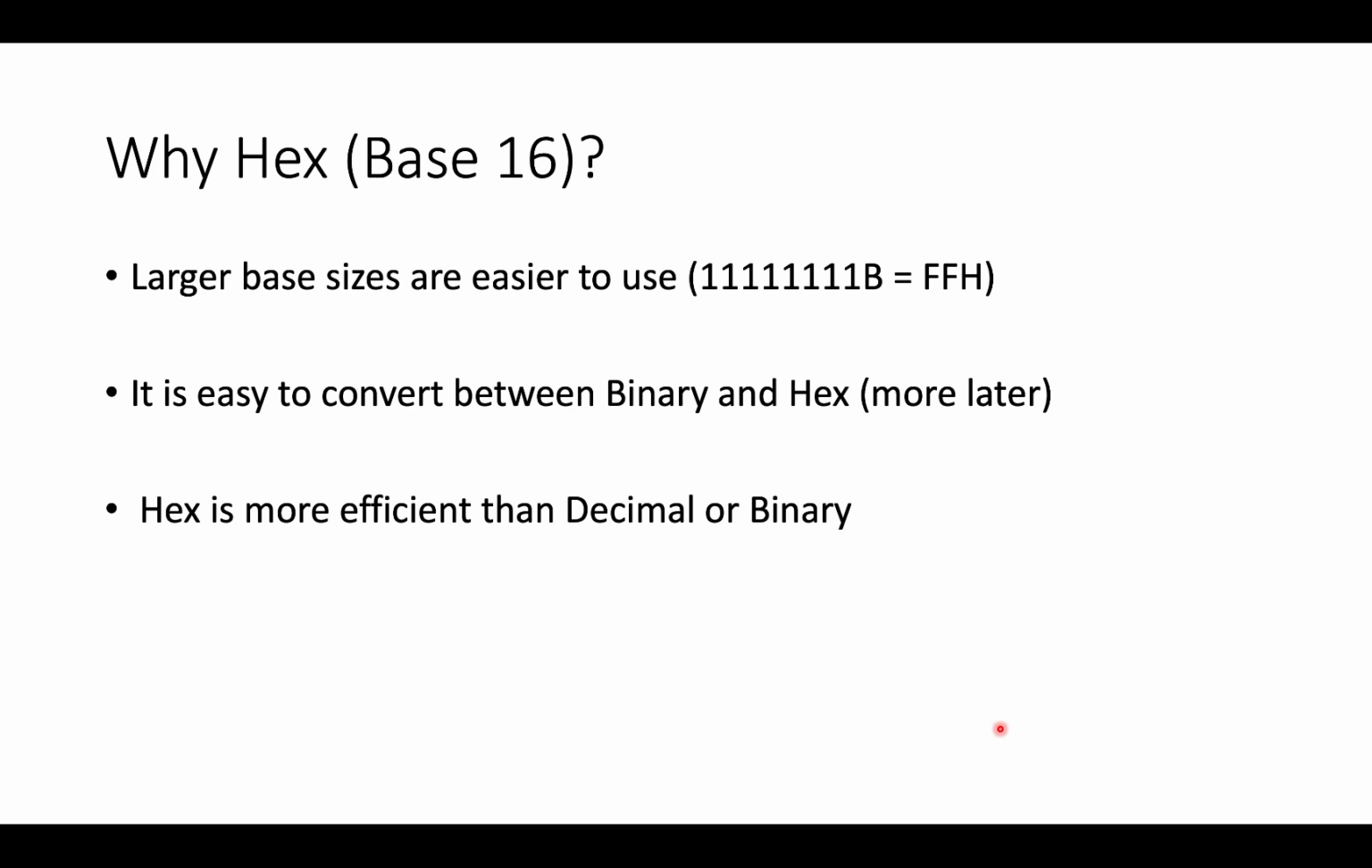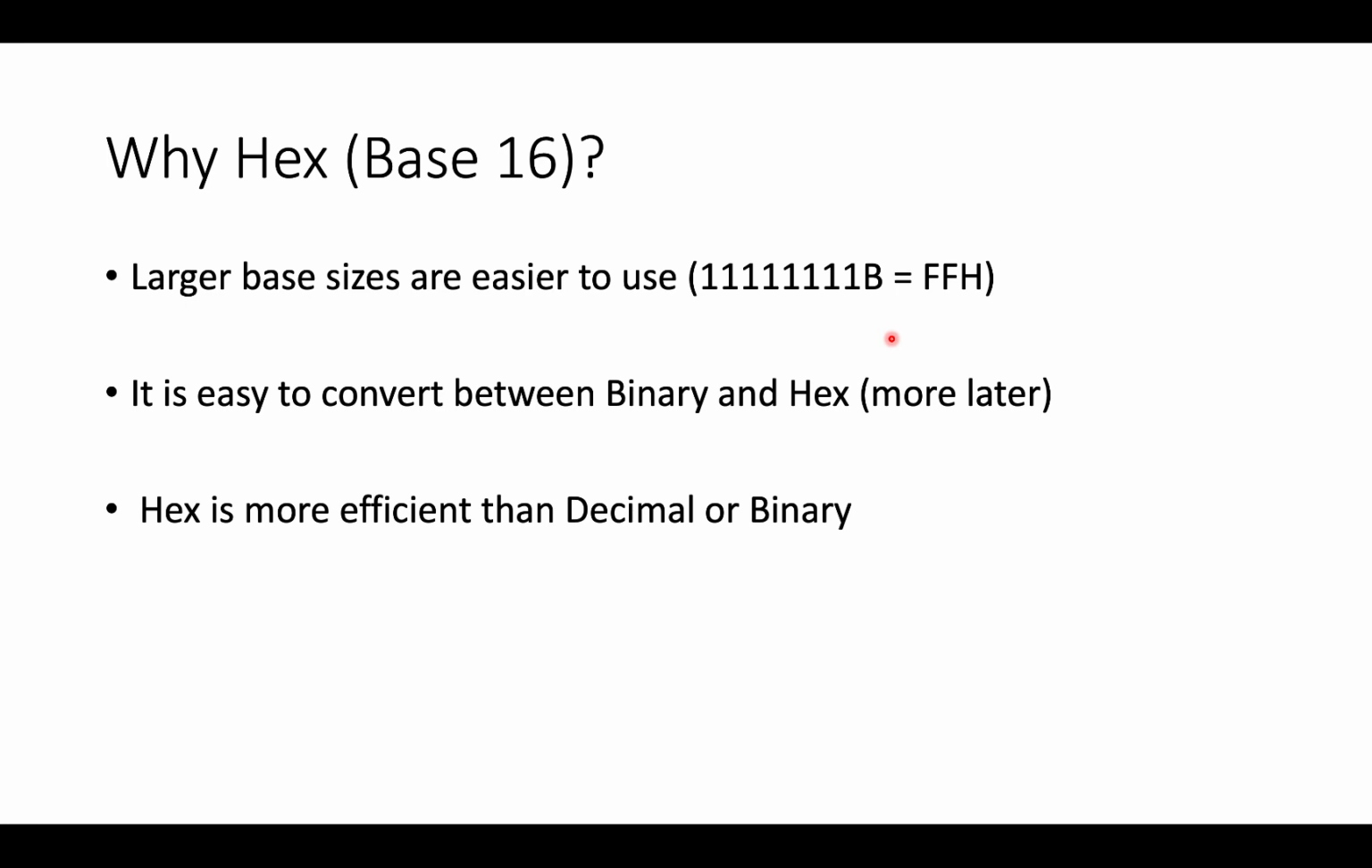Bearing in mind that the computer only understands binary, if I wanted to type in 255, I'd have to type in 8 lots of 1 and then B. Or in hexadecimal, I can type in FFH. So you can see how that's much easier straight away, right? Rather than typing in 8 ones, I can just type in FF. It is, in fact, incredibly easy to convert between binary and hex, and we'll talk about that later on.